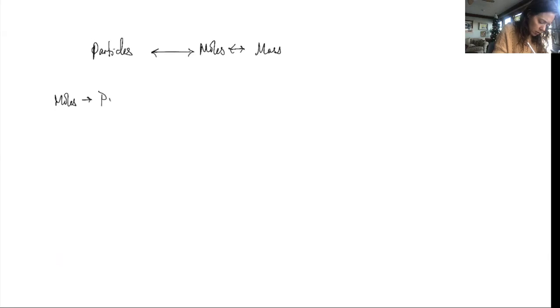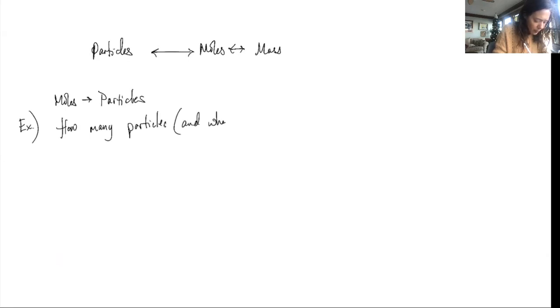Now, remember, we've got moles here. We've got mass here. We've got particles here. Okay. Now, let's look at an example of moles to particles. Example. How many particles and what type are in 2.09 moles of, let's do carbon dioxide. Carbon dioxide.